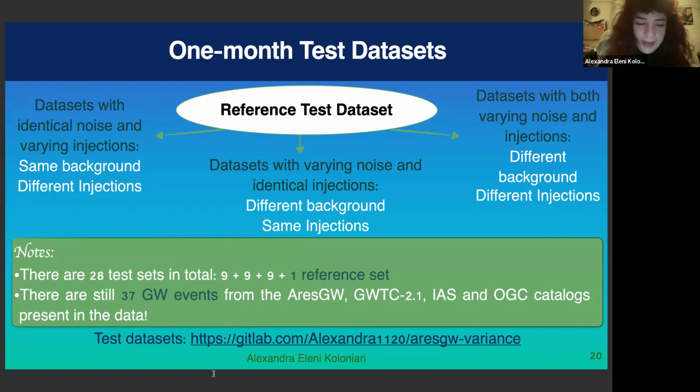For anyone interested, the test datasets can be found in here, and you can do your own test, or you can recreate our results if you want.